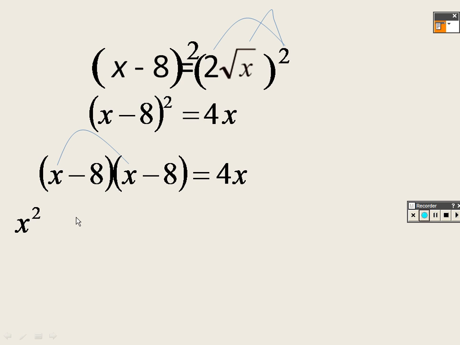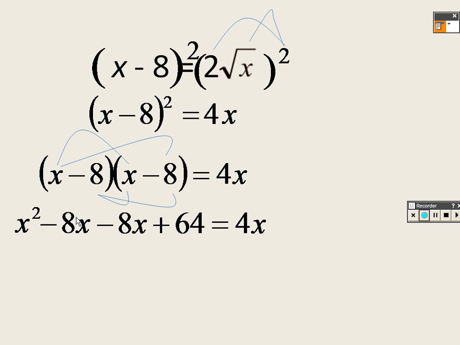So x times x is x squared. X times negative 8 is negative 8x. Negative 8 times x is negative 8x. Negative 8 times negative 8 is positive 64. And you have the 4x still on that side. So I combine my like terms to get a negative 16x, because negative 8 and negative 8 is negative 16.